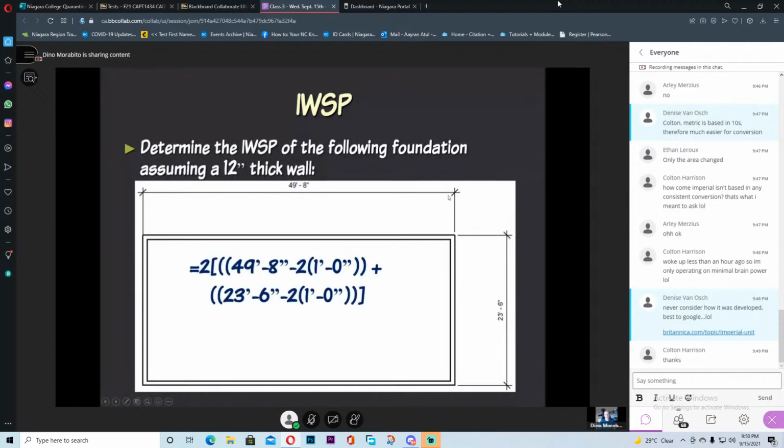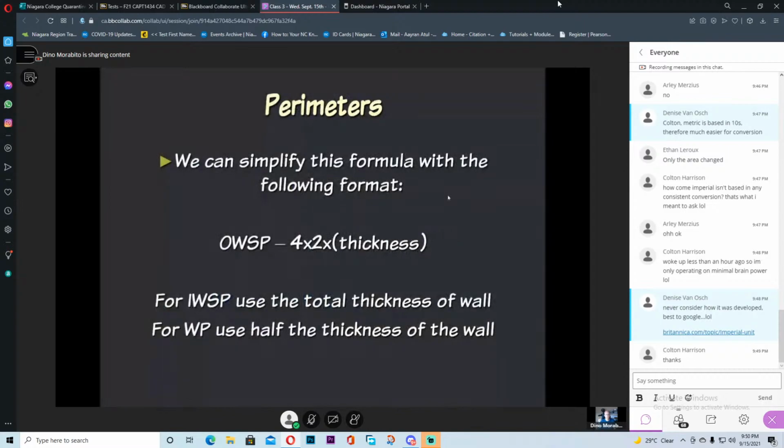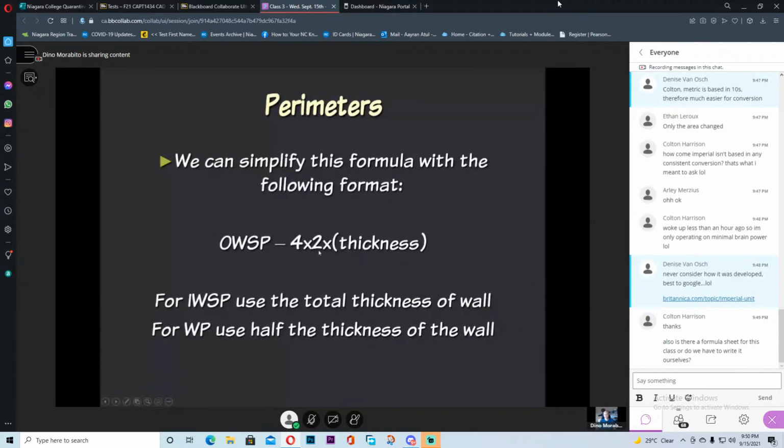Okay, that's the long way of doing it. The easier way of doing it is this. Start with the OWSP, the outside wall surface perimeter. Then subtract, and these are constants, 4 times 2. So subtract 8 times.